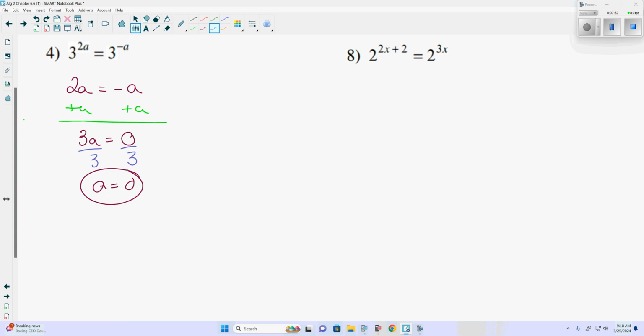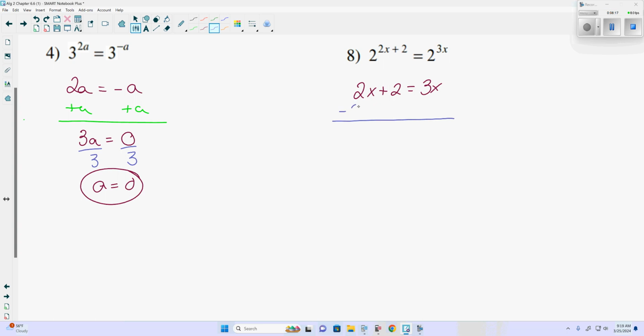2 to the 2x plus 2 is equal to 2 to the 3x. Since the bases are the same, and we have one of each on either side, then the exponents have to be the same also. So our 2x plus 2 has to equal 3x. That's the first thing we can do.